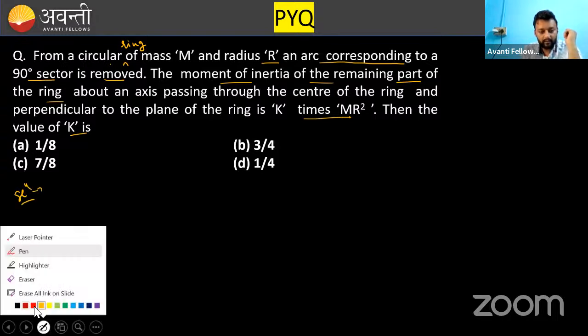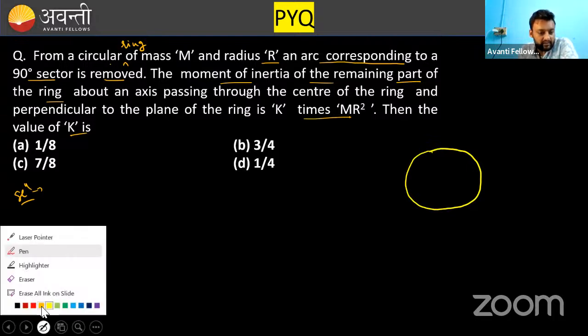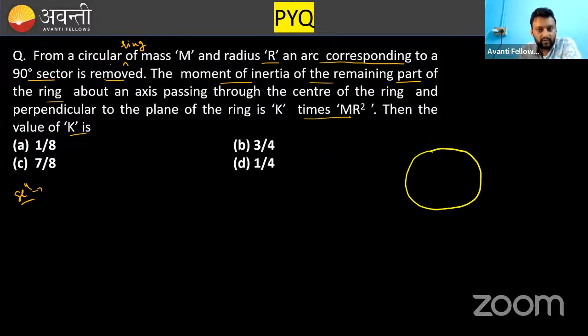Listen to me. This is a very simple question. There is a ring. Let's suppose this is a ring. Out of this ring, they are saying that a 90-degree sector is removed. If I talk about a 90-degree sector, that will be something like that. That means this portion is removed. So how will this ring look like? This ring will look something like that, if I can draw it.